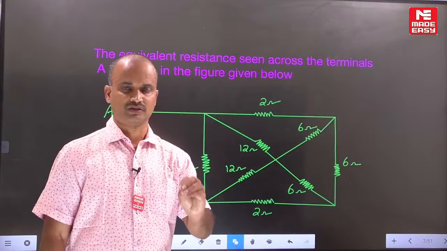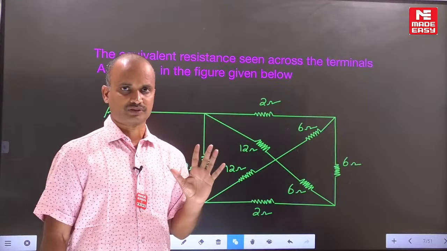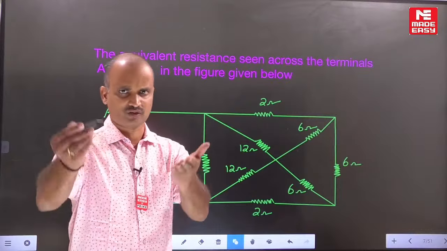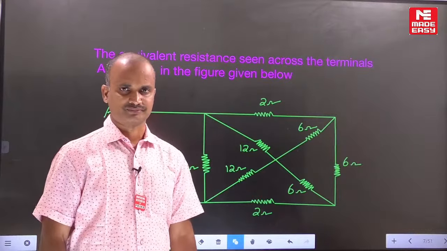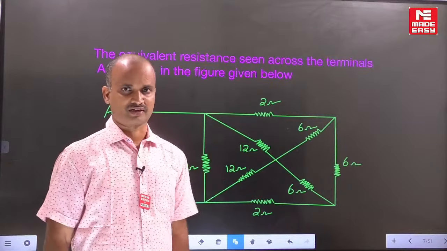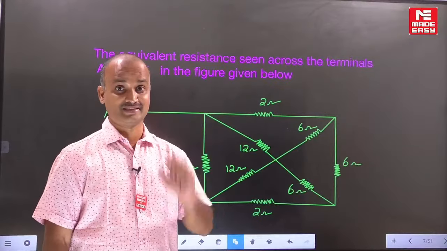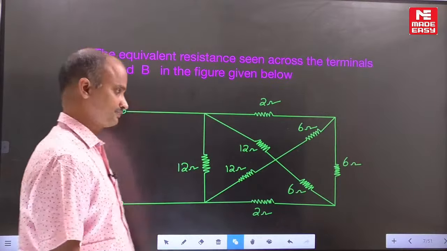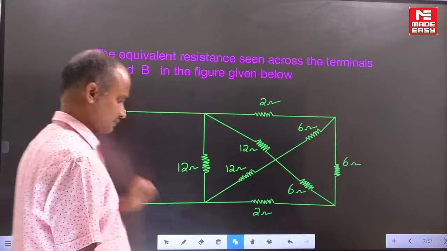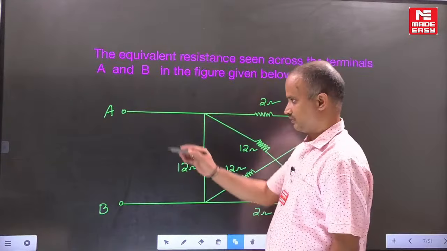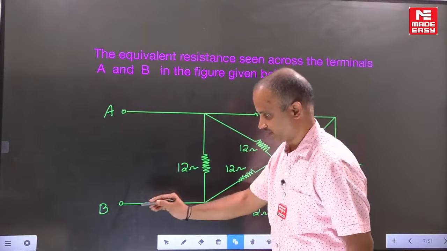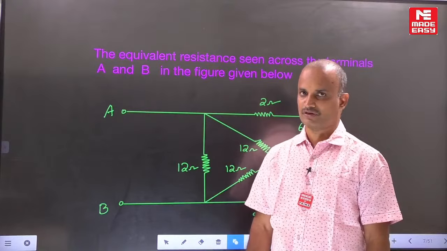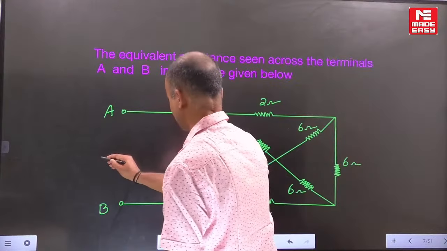One of the methods for this is the star delta transformation. That is one method; later you can verify by using star delta transformation. But here I am not going for star delta transformation. Let us see one more easy method. In this particular example, look here. These points A and B are present along the y-axis.